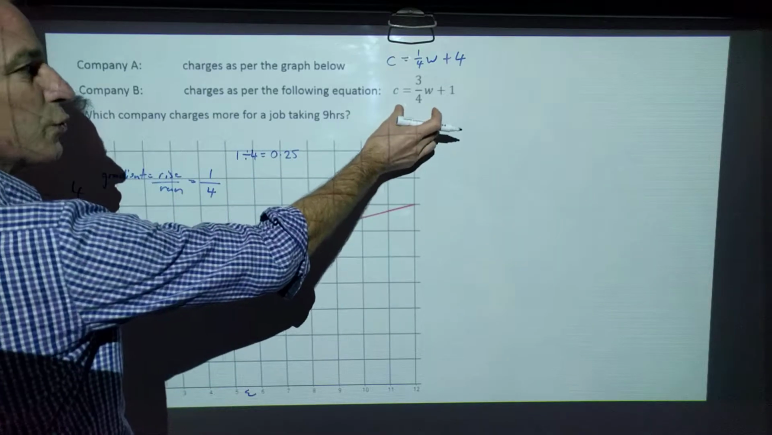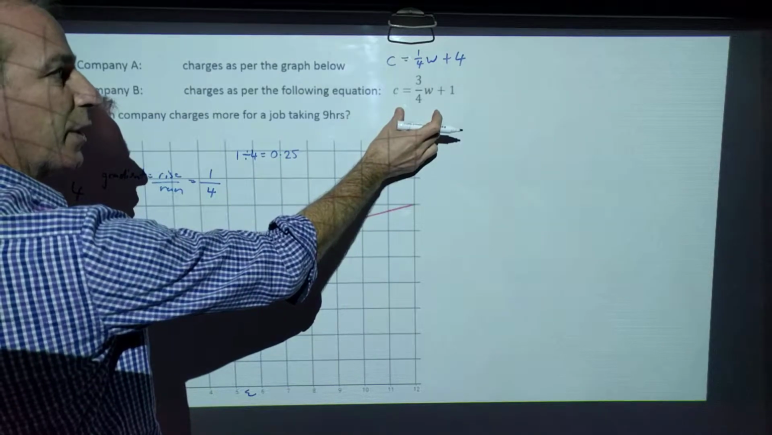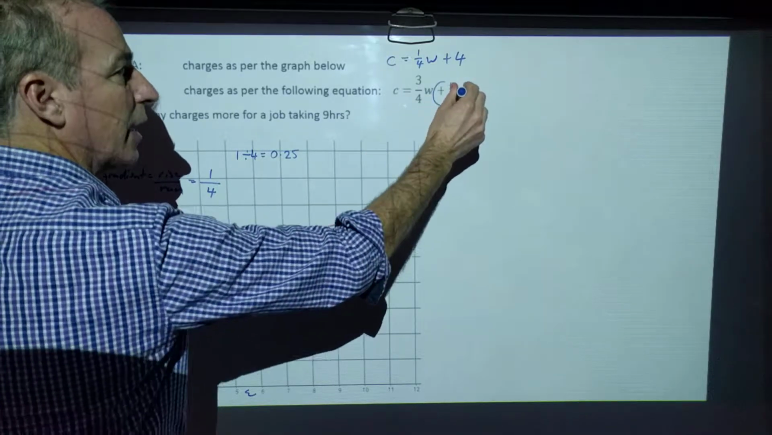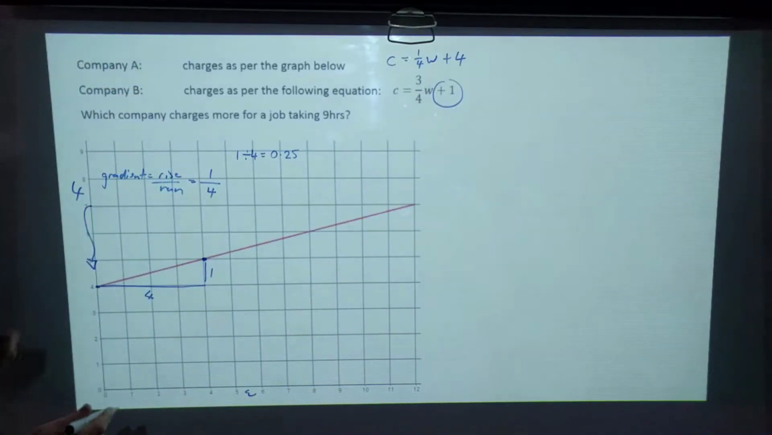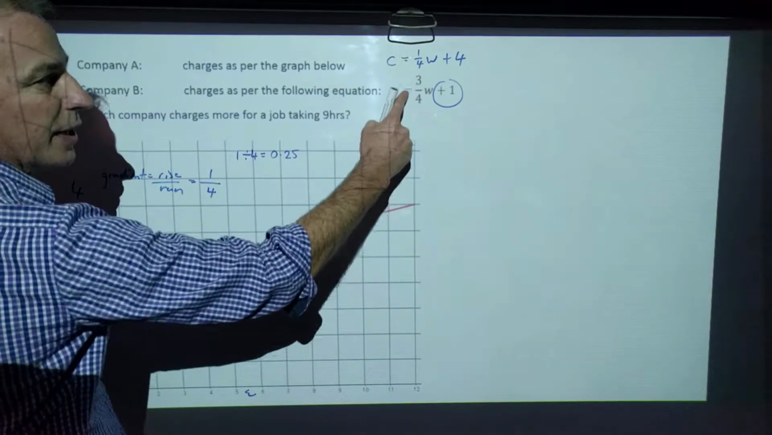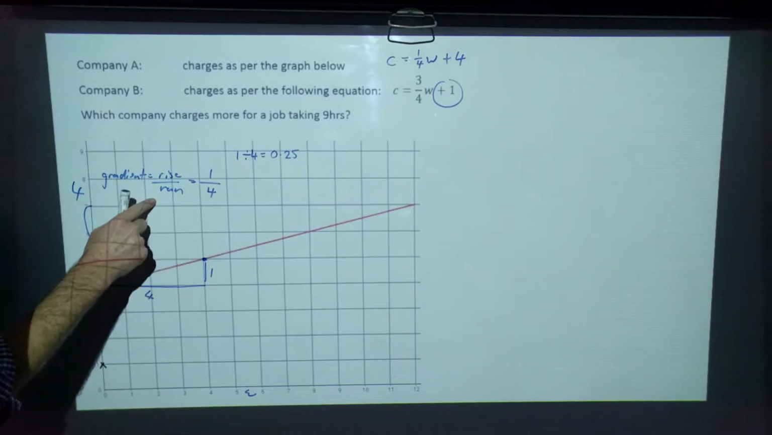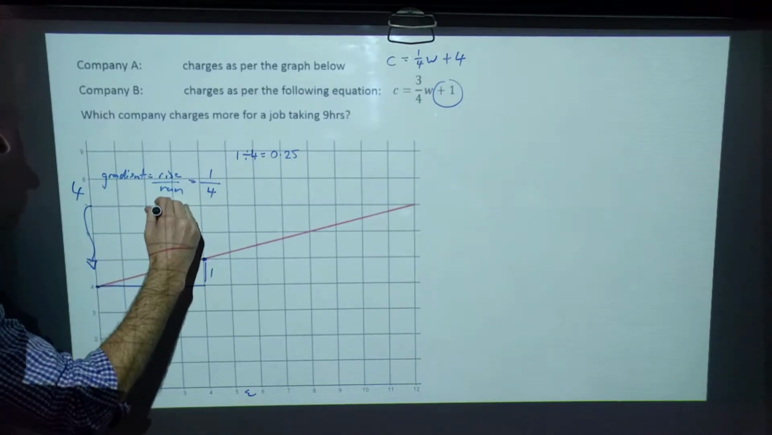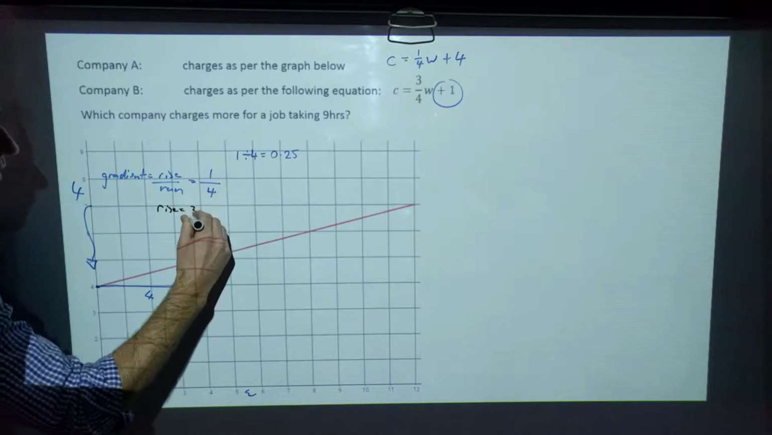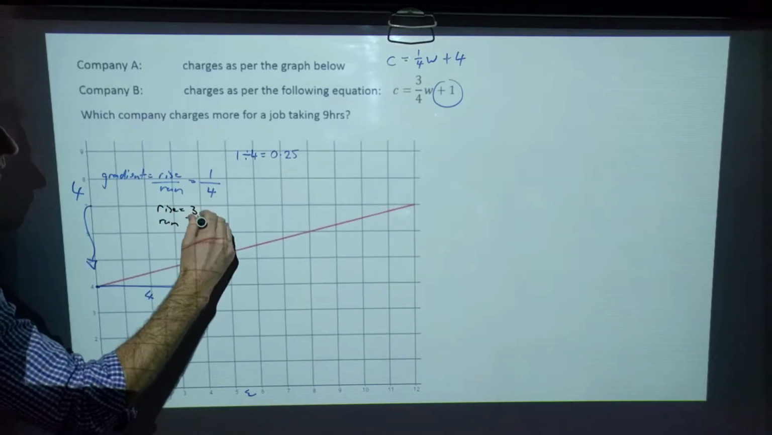Now, if we want to be able to draw this particular graph, this is the second thing we want to do. We can see here that it's got a y-intercept. That number at the end is where that particular graph crosses here at the 0 point. So because it's 1, we're going to mark that point at 1. And we can see here that the gradient is 3 over 4. So if the gradient is 3 over 4, just like before, it's the rise over the run. So the rise is 3 and the run is 4.